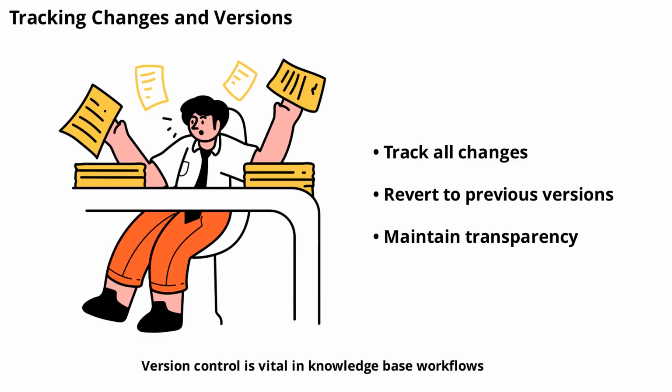Version control is vital in knowledge base workflows. Track every change made to articles, including who made it and when. This allows you to revert to previous versions if needed and provides a clear audit trail. Most knowledge base platforms offer built-in version history, making it easy to manage updates and maintain transparency.